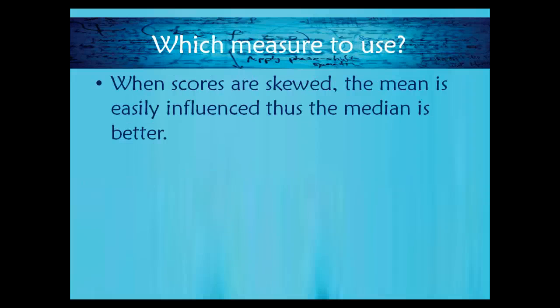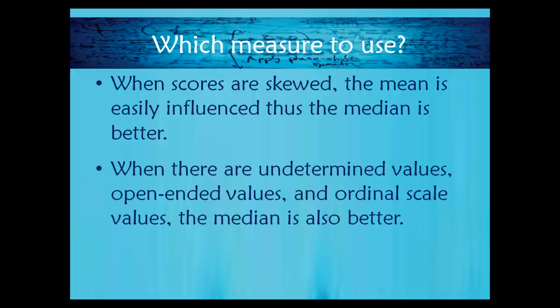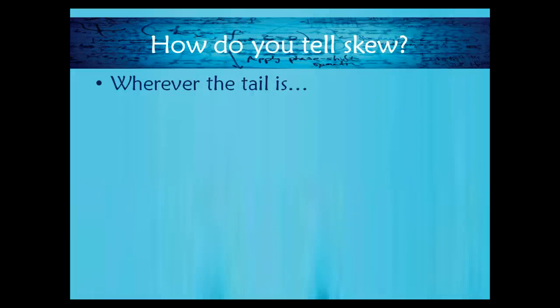So which measure to use? That's to use mean, median, mode. When scores are skewed, the mean is typically considered easily influenced, so the median is better. When there are undetermined values, open-ended values, or ordinal scale values, the median is also better.